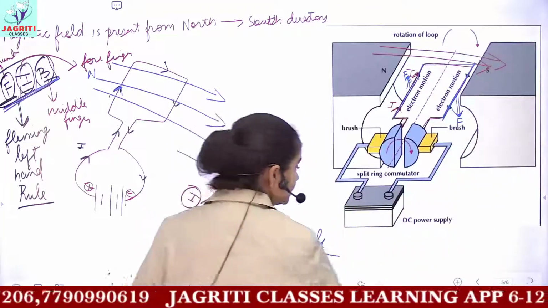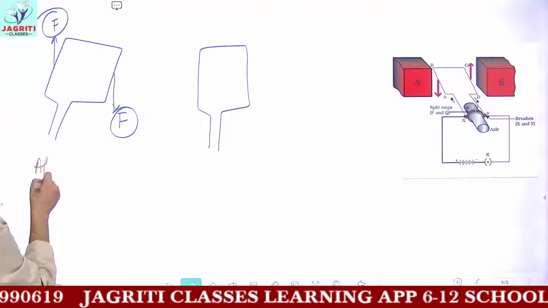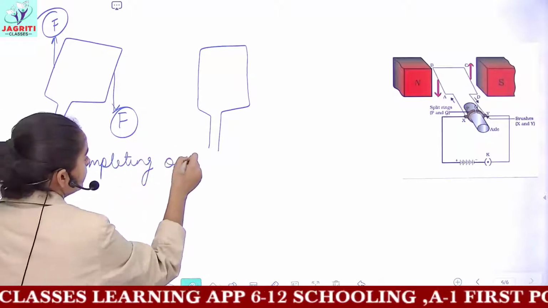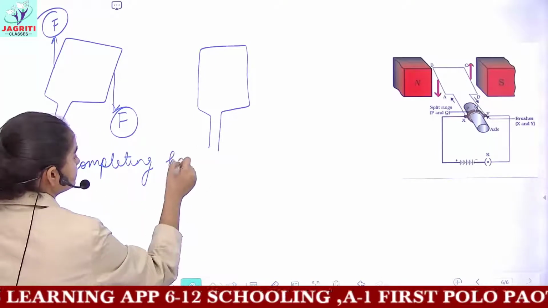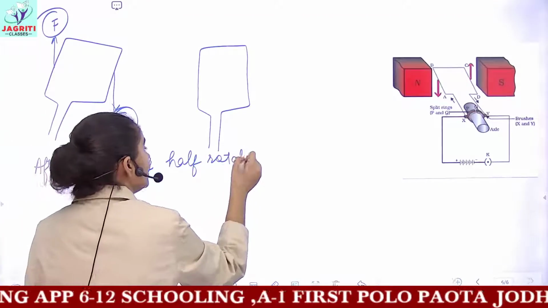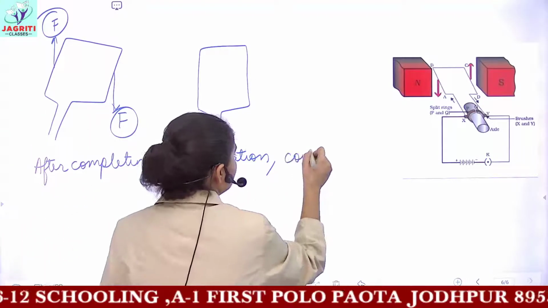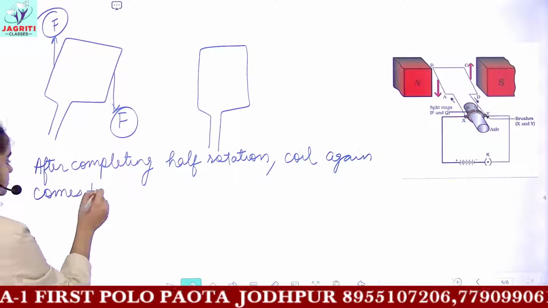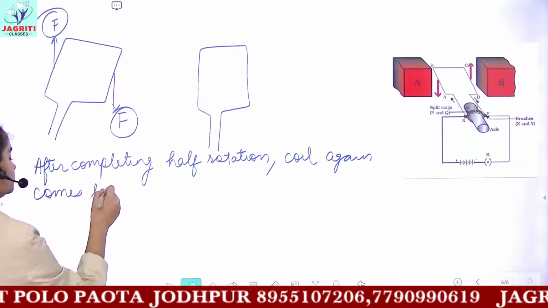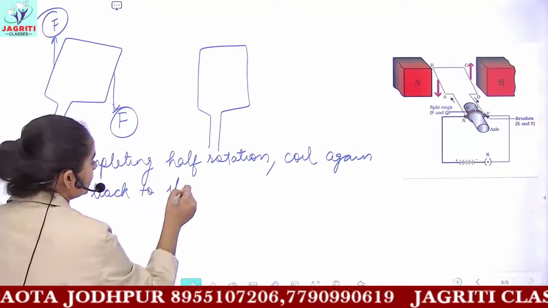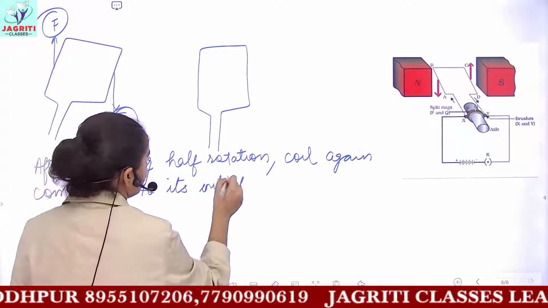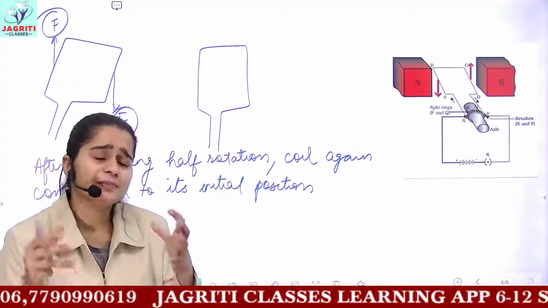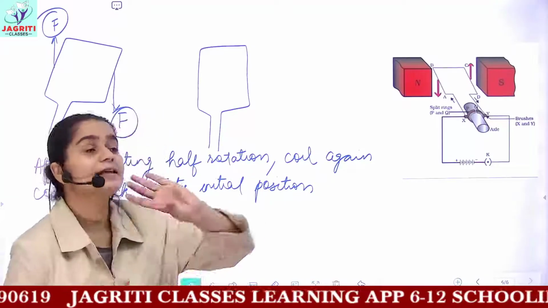So what would happen is, we can write, after completing half rotation, this coil again comes back to its initial position. And when this coil returns back to its initial position, this means the motor would not move.